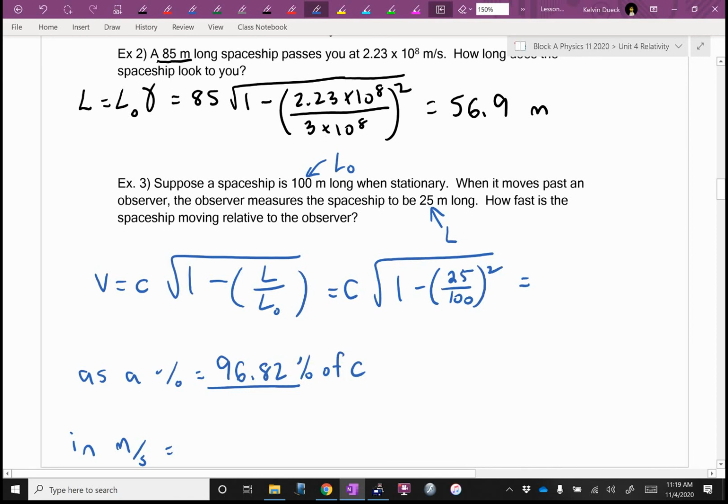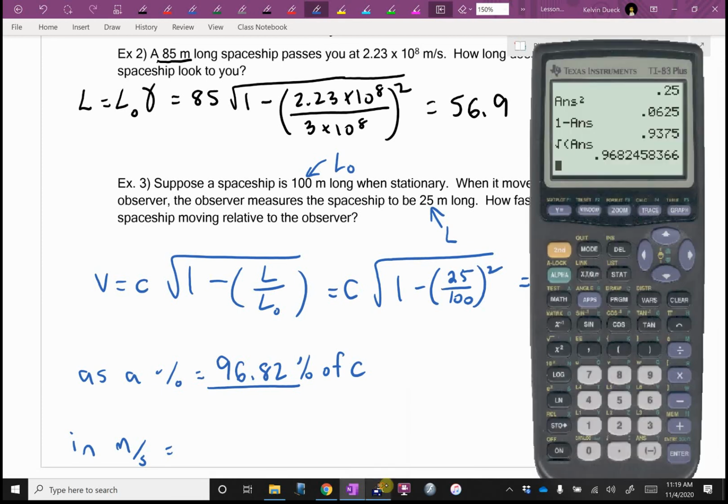So it's 0.9682 times c. That would be as a percentage. How can I convert this to meters per second? Instead of c, put what number there? The speed of light, in meters per second. How about 2.9047 times 10 to the 8?